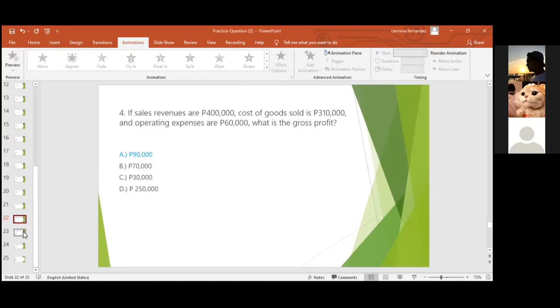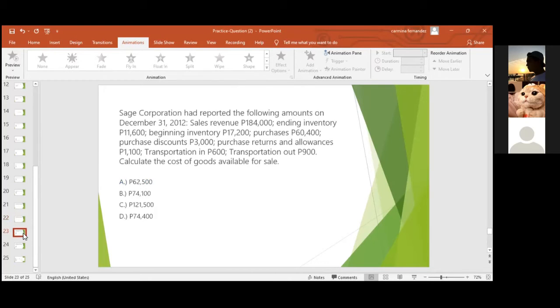Next, number last. So, Sage Corporation had reported the following amounts on December 31, 2012. Sales revenue 184,000, ending inventory 11,600, beginning inventory 7,200, purchases 60,400, purchase discount 3,000, purchase returns and allowances 1,100, transportation in 600, transportation out 900. So calculate the cost of goods available for sale. So ang magiging answer natin dyan is letter B.